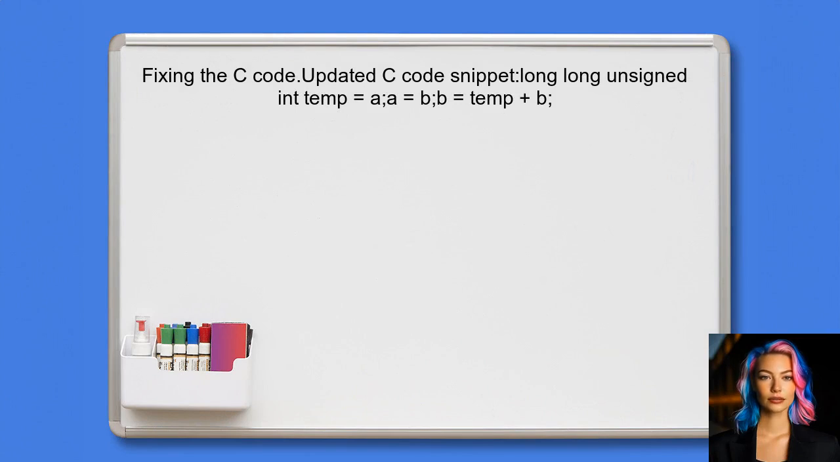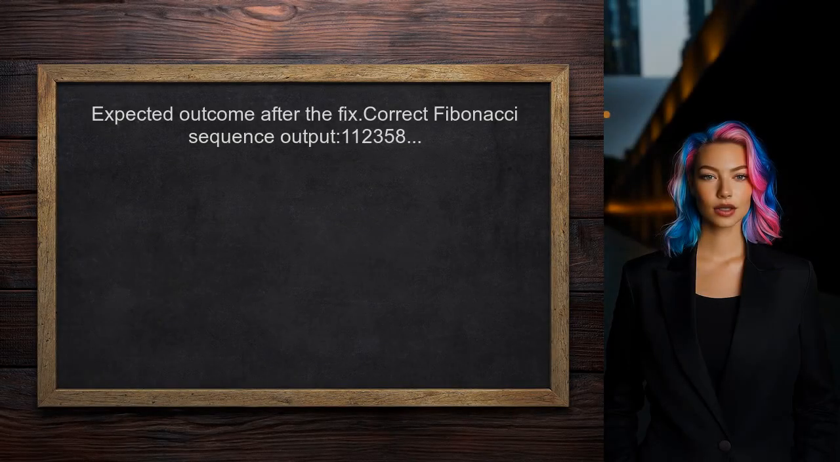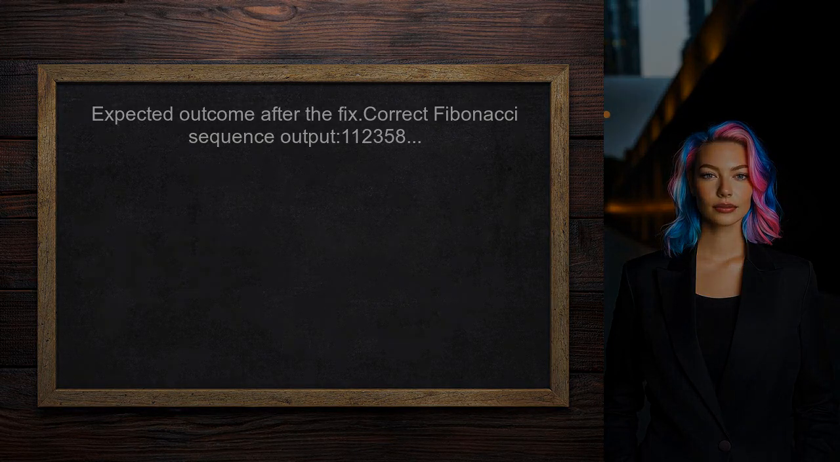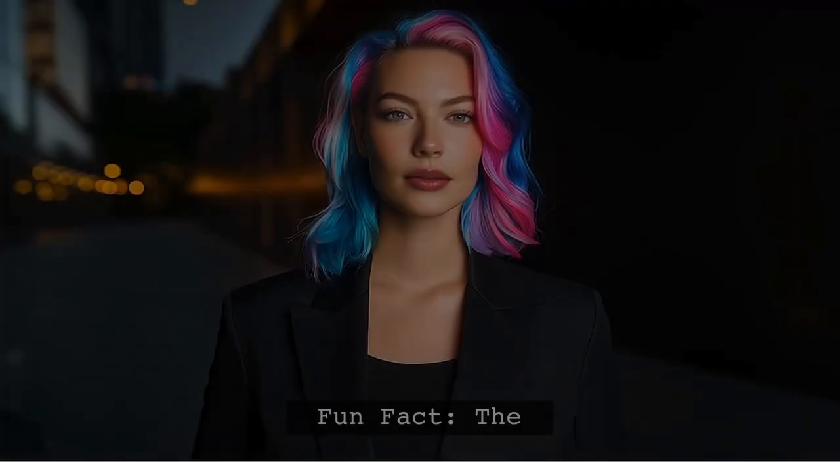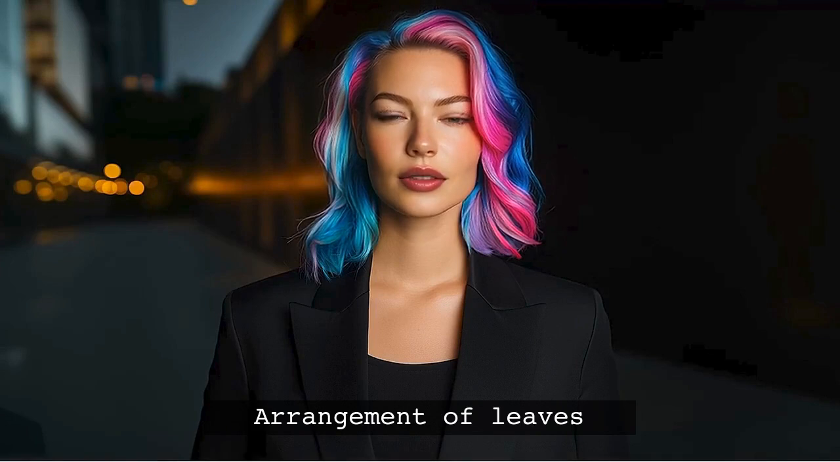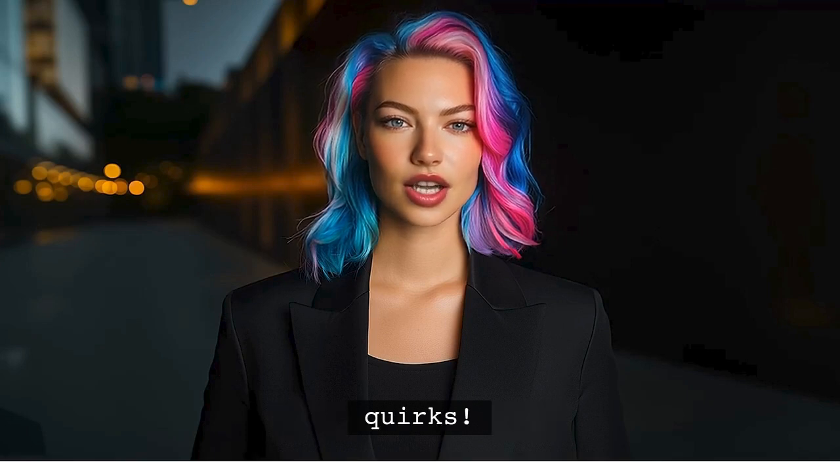This way, the original value of A can be used to calculate the new value of B correctly. After making this change, the user should see the correct Fibonacci sequence generated by the C program, just like in Python. Fun fact, the Fibonacci sequence appears in nature, from the arrangement of leaves to the patterns of a sunflower. So, if your code isn't working, just remember that even nature has its quirks.